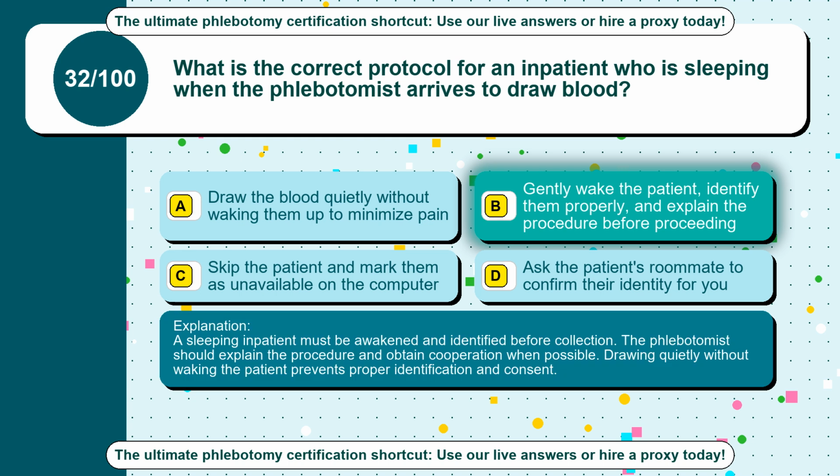A sleeping inpatient must be awakened and identified before collection. The phlebotomist should explain the procedure and obtain cooperation when possible. Drawing quietly without waking the patient prevents proper identification and consent.